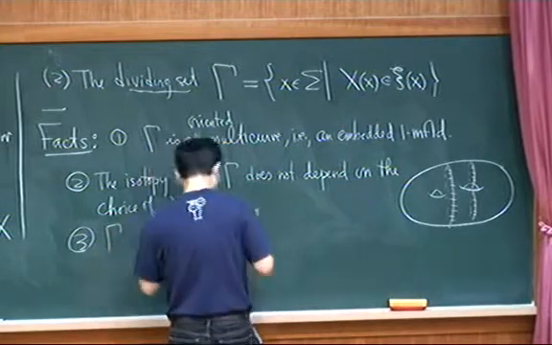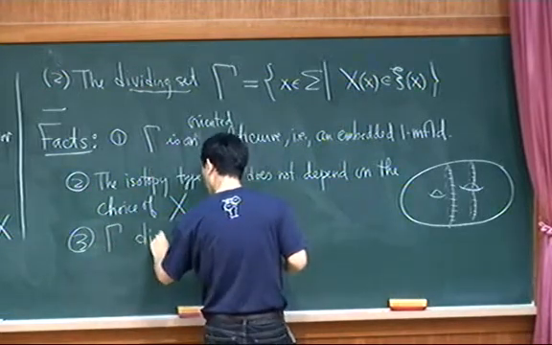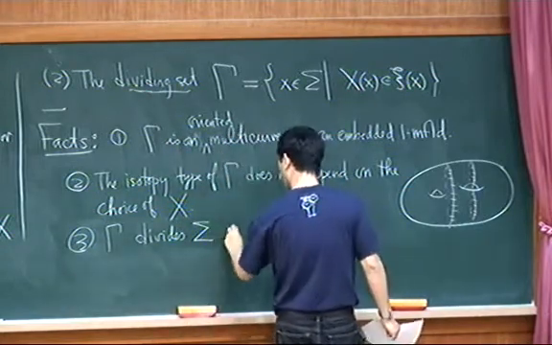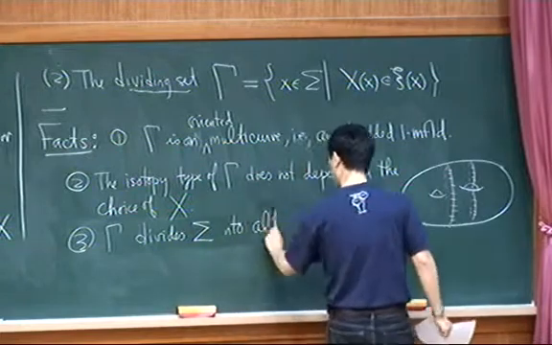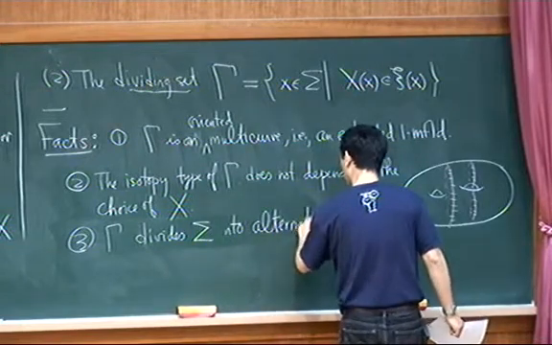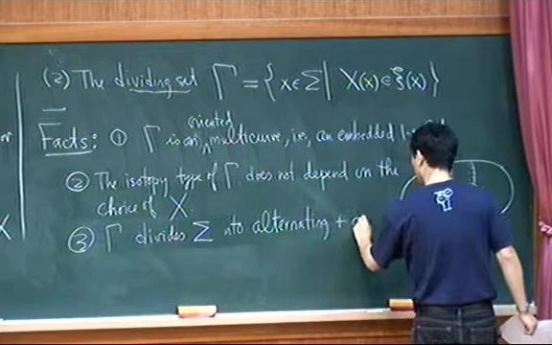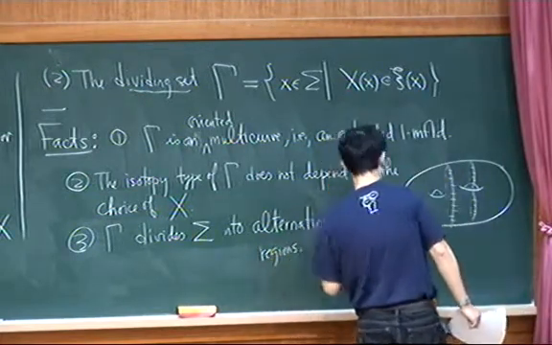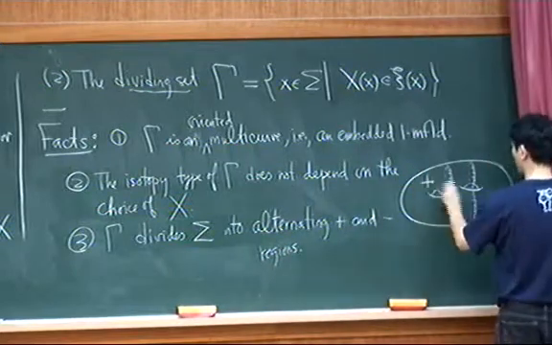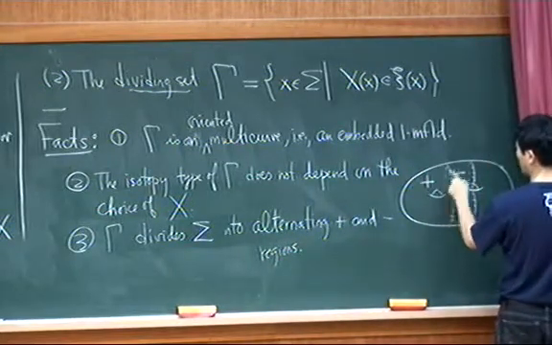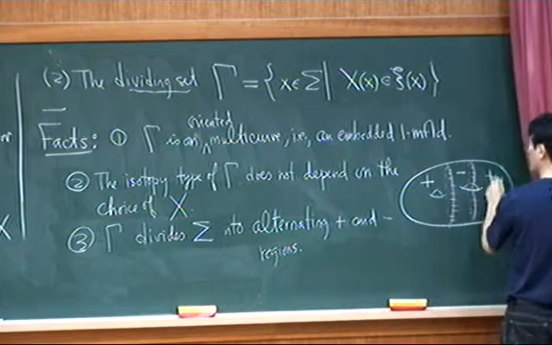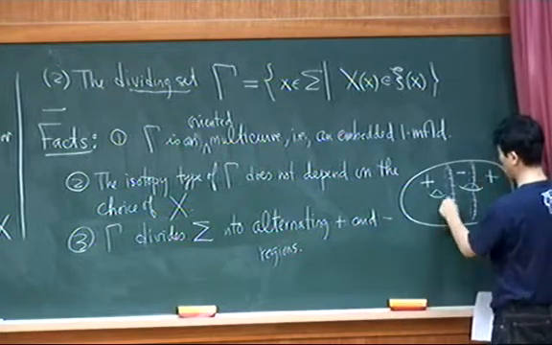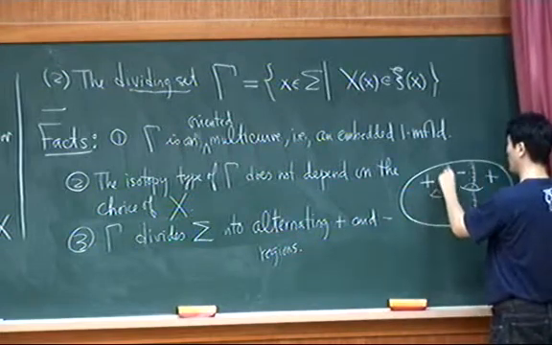Okay, and then the last thing is that gamma divides sigma into alternating positive and negative regions. So that is to say, if this is plus, then it alternates to minus, and then you have plus and so on. And then usually the orientation you want to give gamma is that it'll be the boundary of the positive region, let's say. So it'll be the boundary of that.